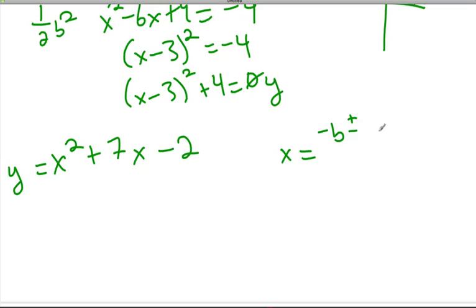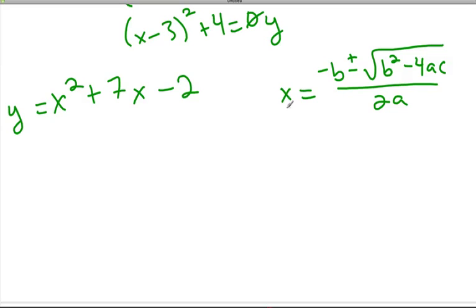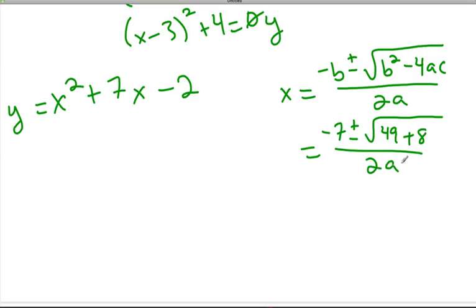Negative b plus or minus, you might remember this. This is the quadratic formula. It can be used to find all the x coordinates. They will find the x intercepts, and the x intercepts are treated as the solutions to the equation. So what we do now is we put our variables in. So negative b, opposite of 7, plus or minus the square root of 7 squared, which is 49, minus 4 times a, which is 1, times c, negative 2. So 4 times 1 is 4. 4 times negative 2 is negative 8. So 49 plus 8, all over 2a.